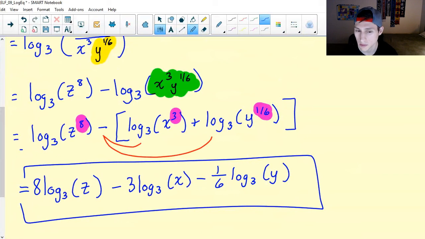And there we go. We split it up. We expanded it as much as we could. We used our properties. Okay, we do want to turn that root into a 1/6. That way we can bring that 1/6 out in front as a coefficient. Okay, so if you can, do that. That's the expansion.